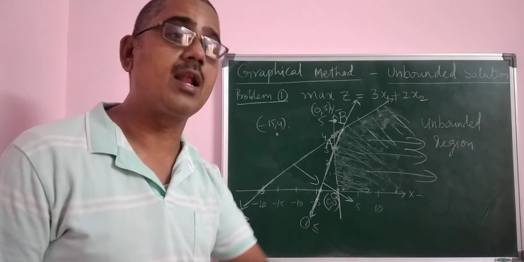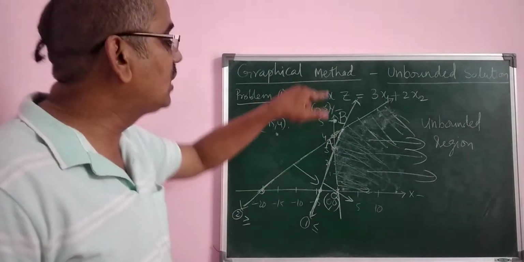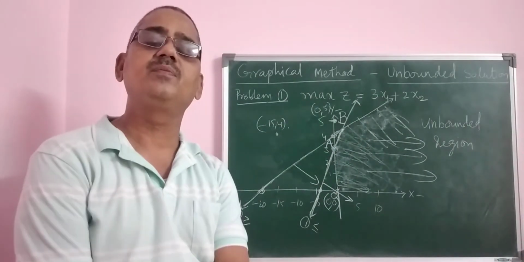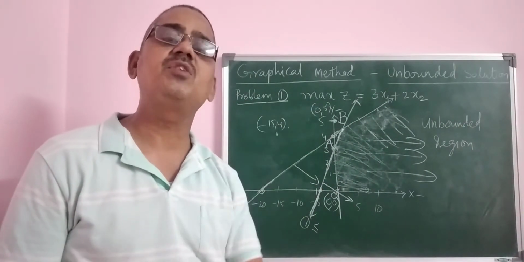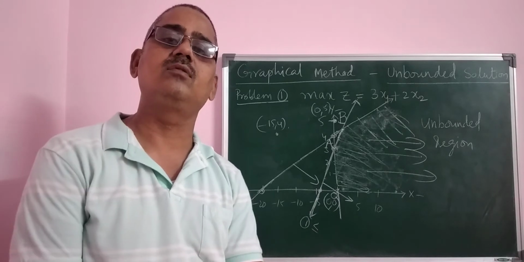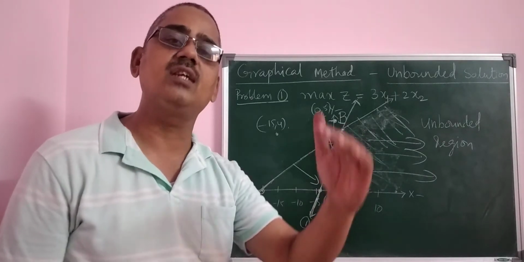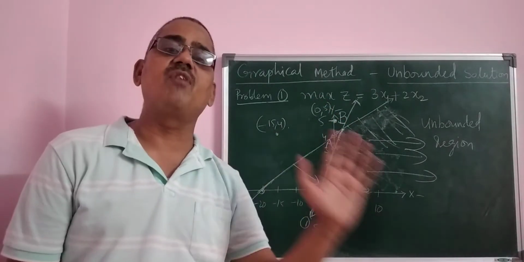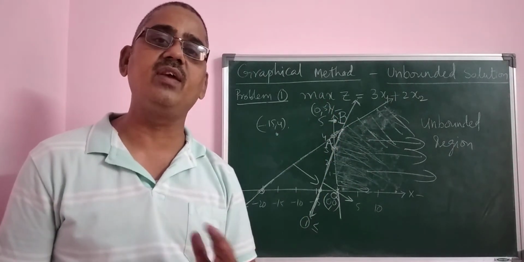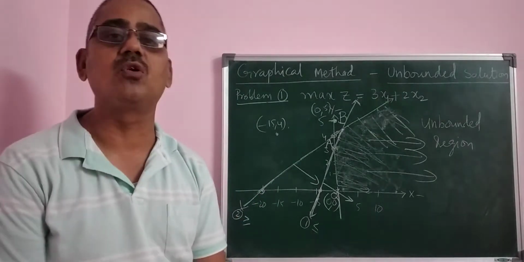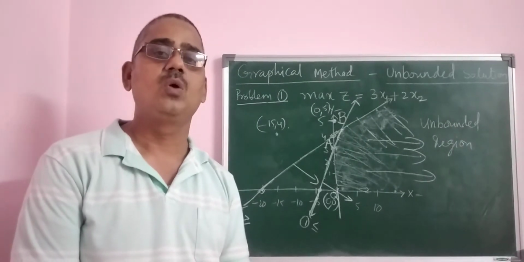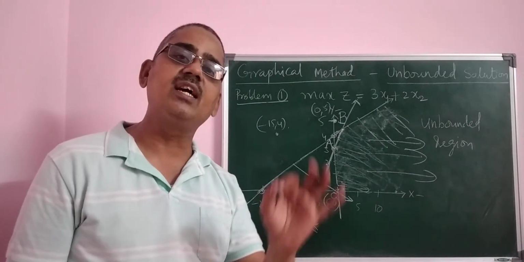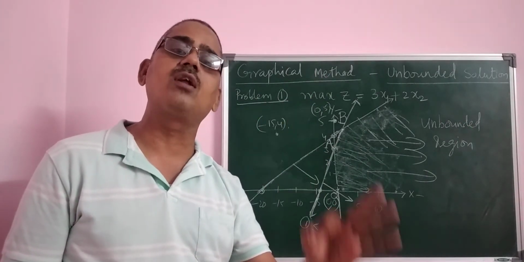So that is called an unbounded solution. For this unbounded region, the maximum value cannot be attained. It is always increasing, that is, it increases indefinitely. So now I am giving the definition of an unbounded solution in this class. What is the definition? If the value of z increases indefinitely, that is called an unbounded solution.